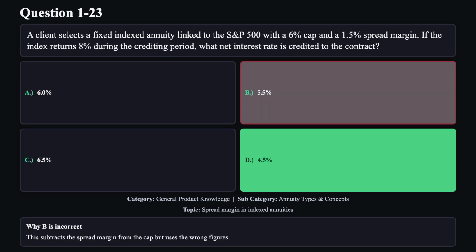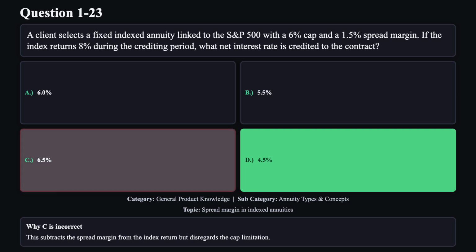Reason B is not correct. This subtracts the spread margin from the cap but uses the wrong figures. Reason C is not correct. This subtracts the spread margin from the index return but disregards the cap limitation.